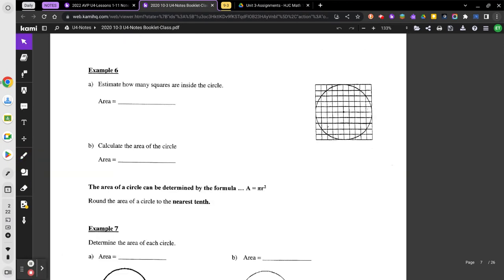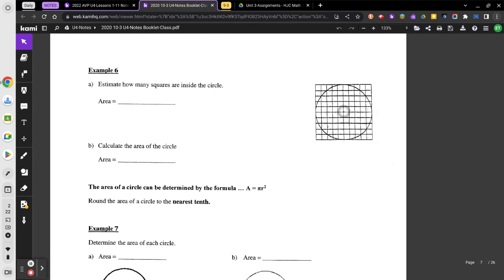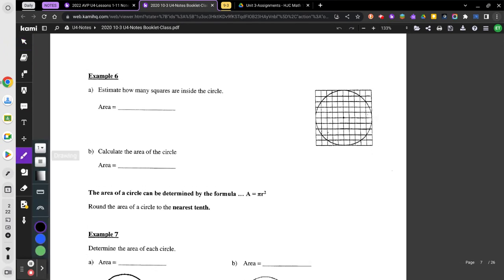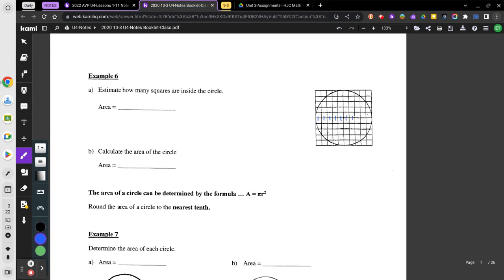Example 6, it's talking about estimating area of your circle in squares. So when they give you a square grid like this, what you do is you calculate how many squares it takes to go all the way across. So I've got, through the middle, 1, 2, 3, 4, 5, 6, 7, 8, 9, 10. So the diameter is 10.